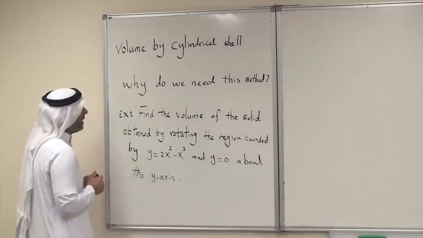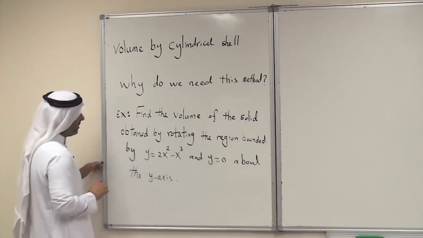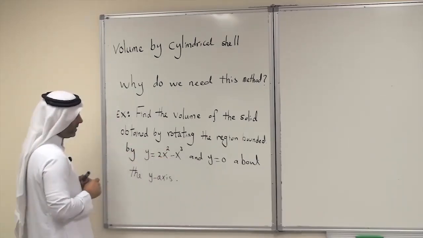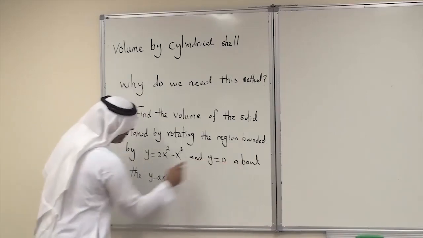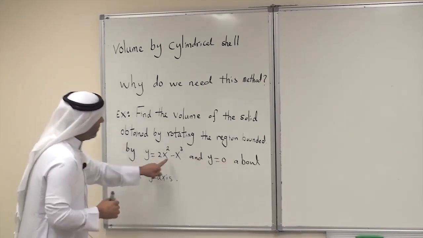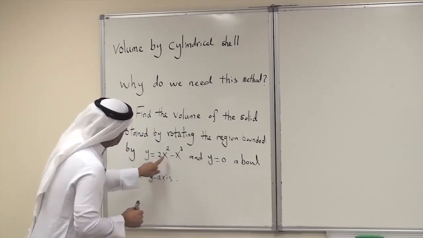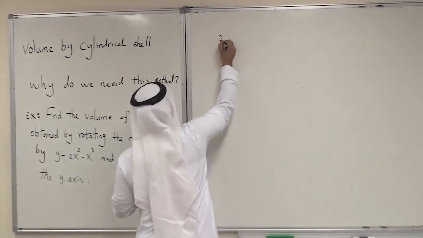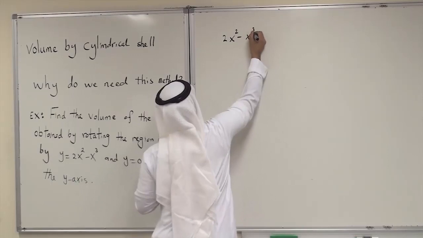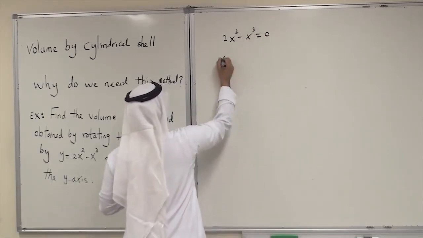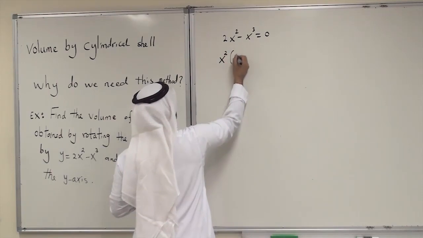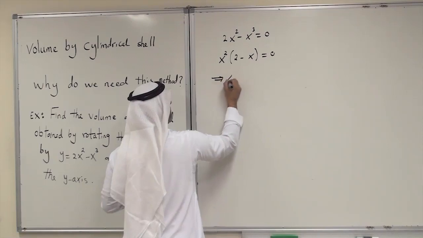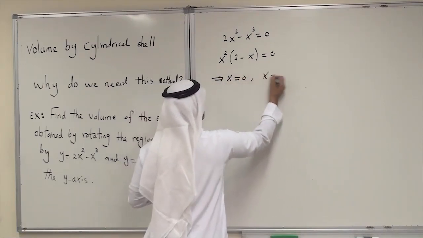Here we have a question that says, find the volume of the solid obtained by rotating the region bounded by the curve y equal to 2x squared minus x cubed and y equal to 0 about the y-axis. If we try to find the intersection points, simply we have 2x squared minus x cubed equal to 0. Taking x squared as a common factor, we have 2 minus x equal to 0, and this gives us 2 points: x equal to 0 and x equal to 2.